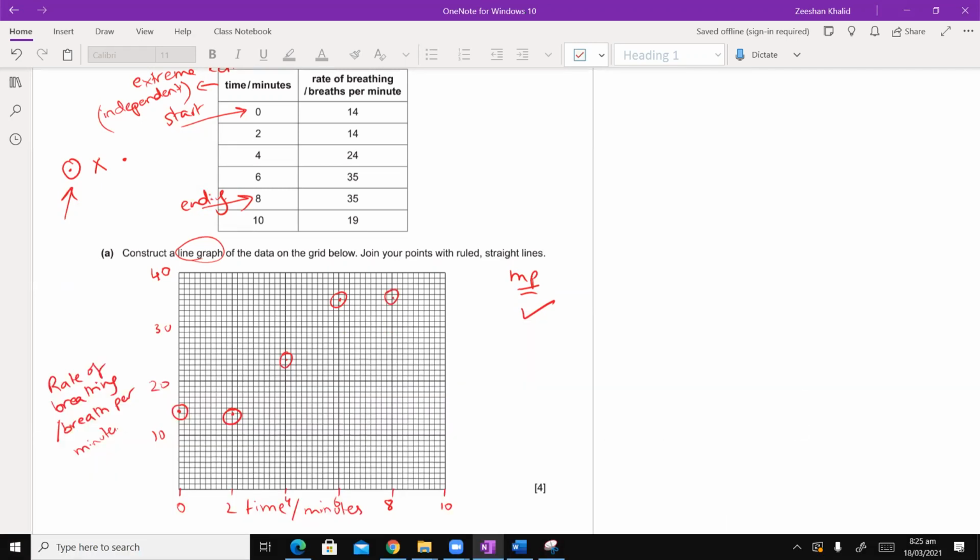And for 10, you have 19. Acha ji. Now, there is one thing that we need to understand. Let's reread the question and see whether he has given us some clear instructions about how to draw the line. Because ideally speaking, if you haven't been told anything, then the safest way is to make ruled lines, okay? Avoid making curves, unless he has stated otherwise in the question. So it says construct a line graph, join your points with ruled straight lines.